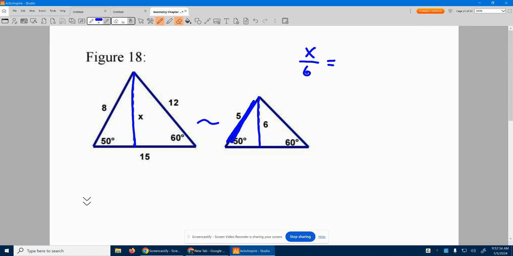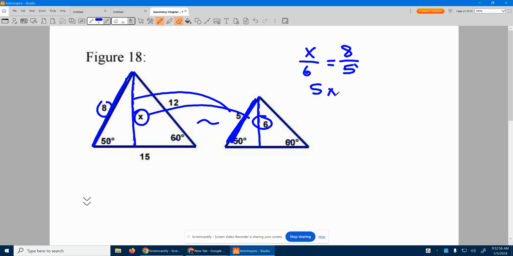Now, I got to pay attention. 50, 60, 70, 50, 60, 70. So yes, it is set up perfectly that this 8 and 5 are in correspondence. So we did x is to the 6 as the 8 is to the 5. Now I can cross multiply or apply the means extremes or butterfly method.